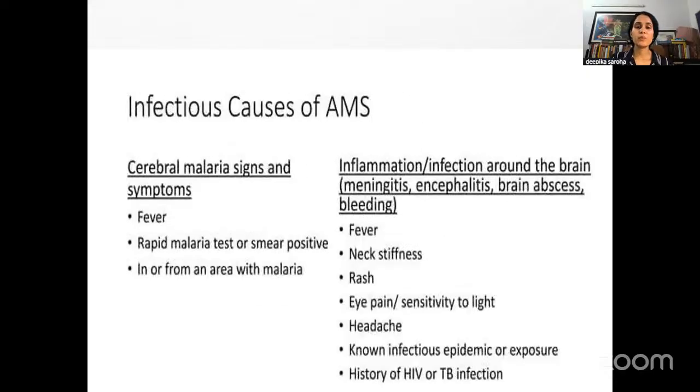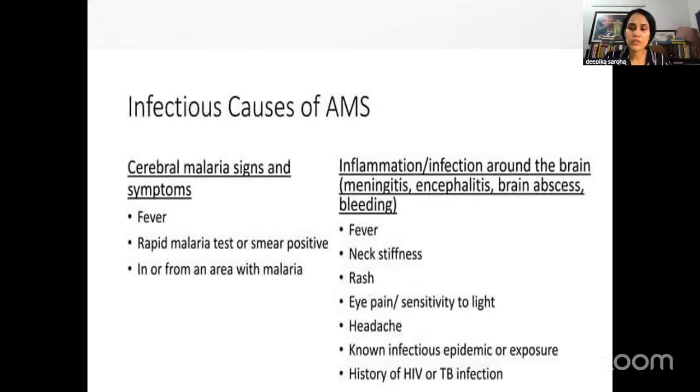Infectious cause of AMS is a very important thing, such as cerebral malaria, where the signs and symptoms definitely include fever and headache. Rapid malaria test and smear test will come out positive. And in an area where other people are also presenting with signs of malaria, you should always think of a patient with altered sensorium and fever as cerebral malaria first. Eventually, you should always look at encephalitis as another possibility.